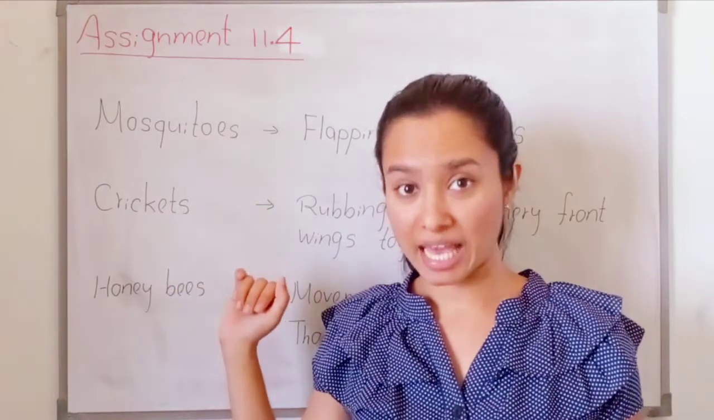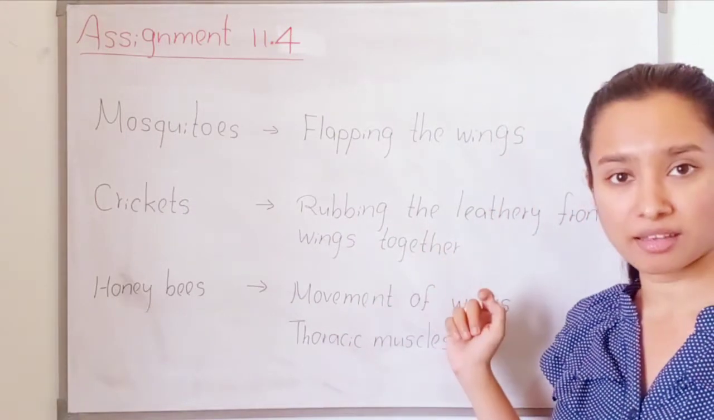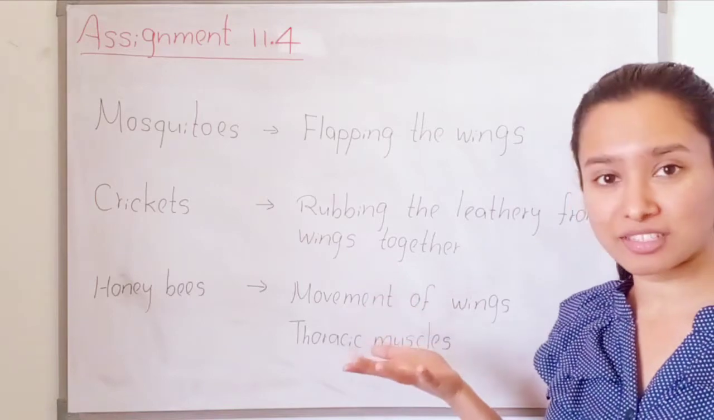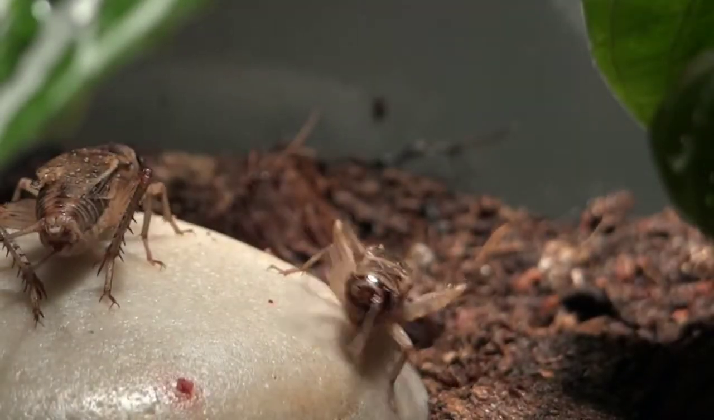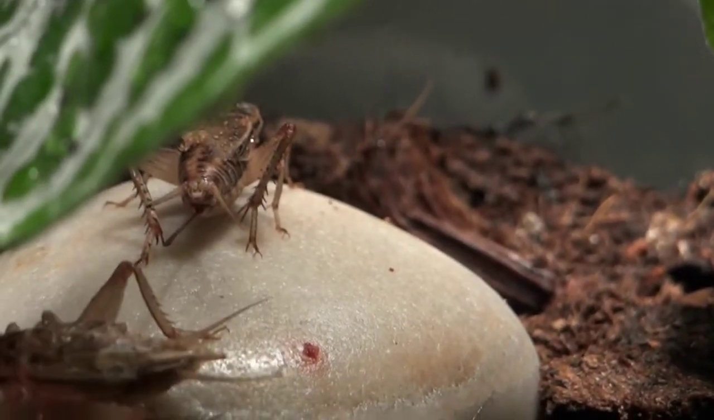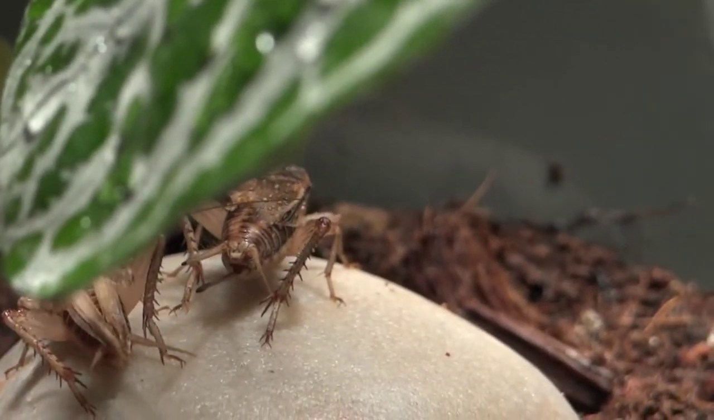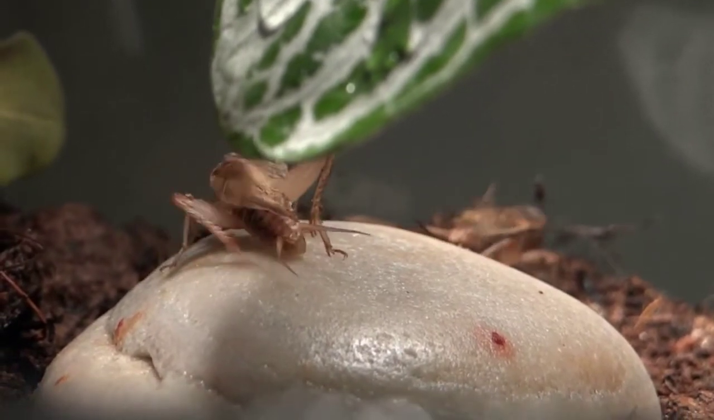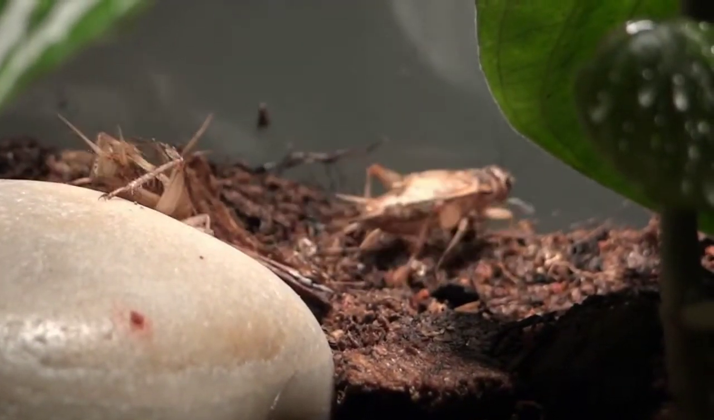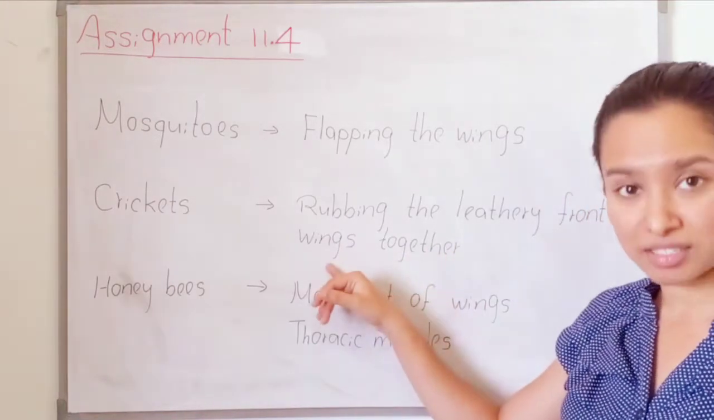Then crickets. You know the animal cricket. They are producing sound by rubbing the leathery front wings together. They have leathery front wings. So by rubbing these front wings, they are producing sound. So here, sound is produced by vibrating the leathery front wings.